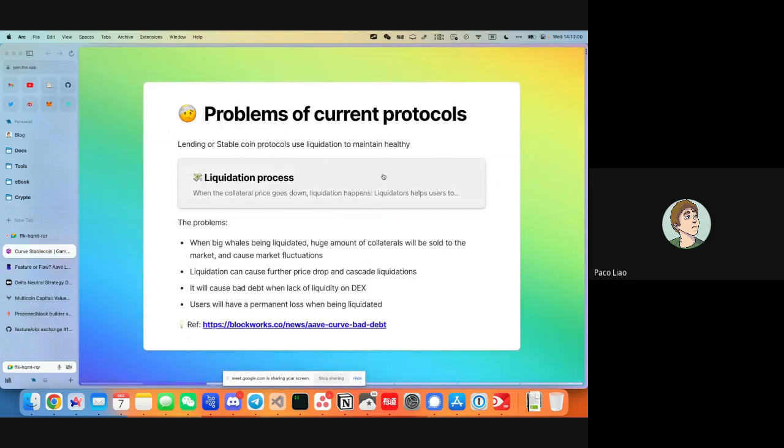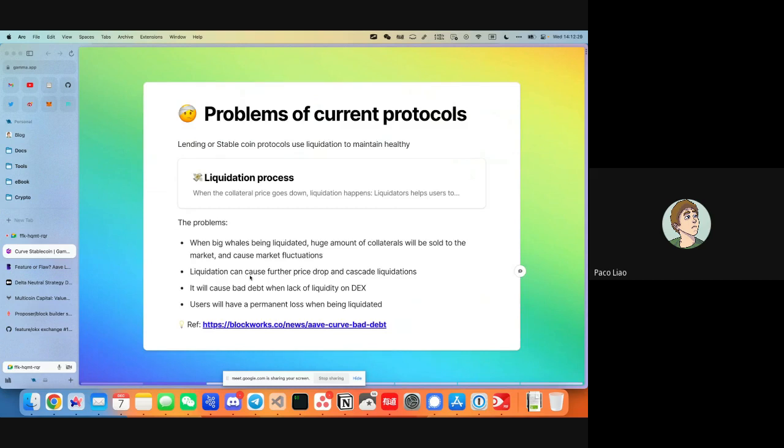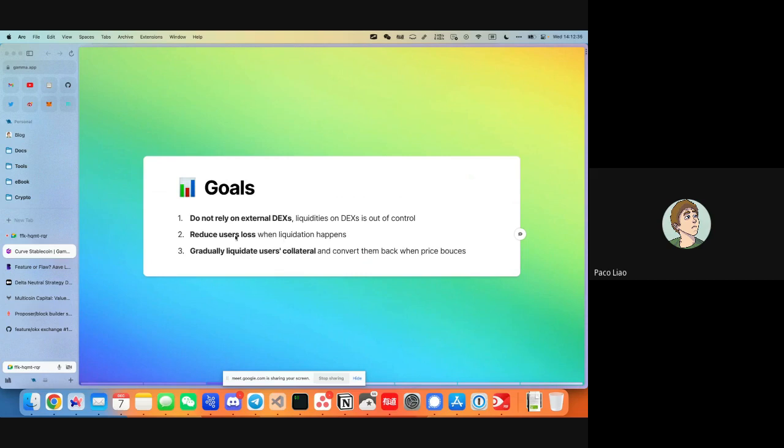So this is the problem of current protocols, including lending and stablecoin. And the goals of Curve stablecoin: the first one is we don't want to rely on external DEXs, because liquidity on these DEXs is out of our control. And the second one is to reduce users' loss. As we mentioned, a user will have a permanent loss when they're being liquidated. So we want to reduce users' loss when liquidation happens.